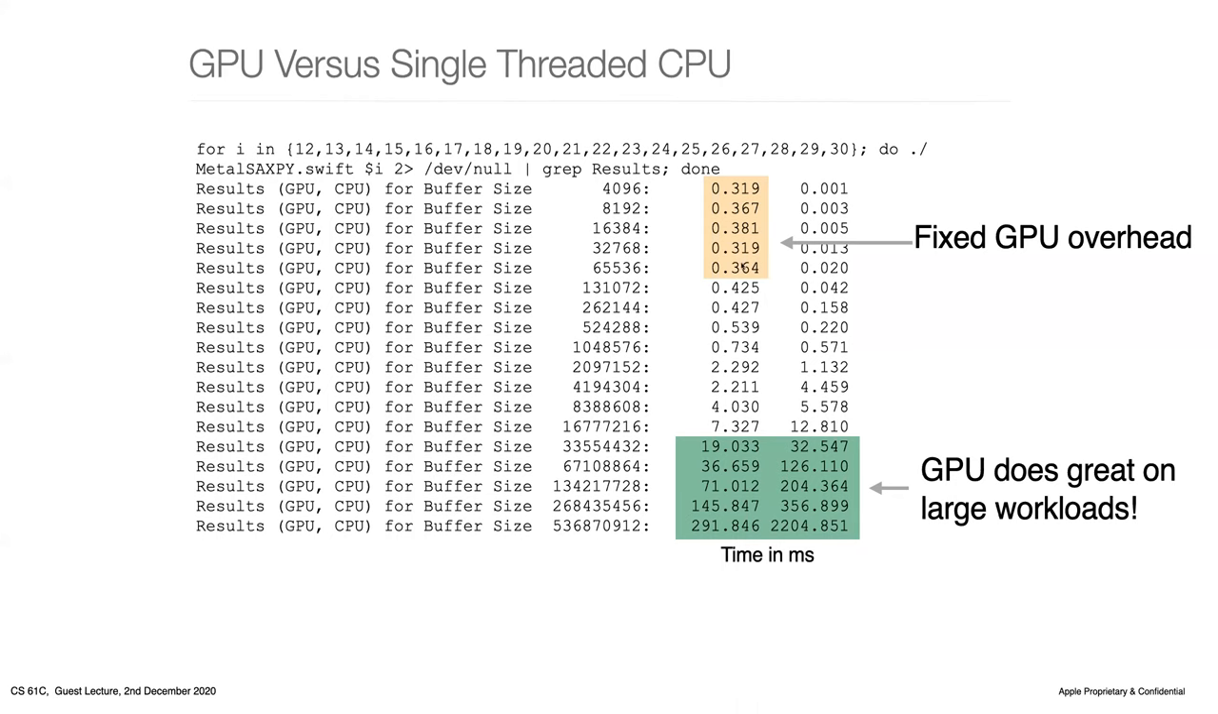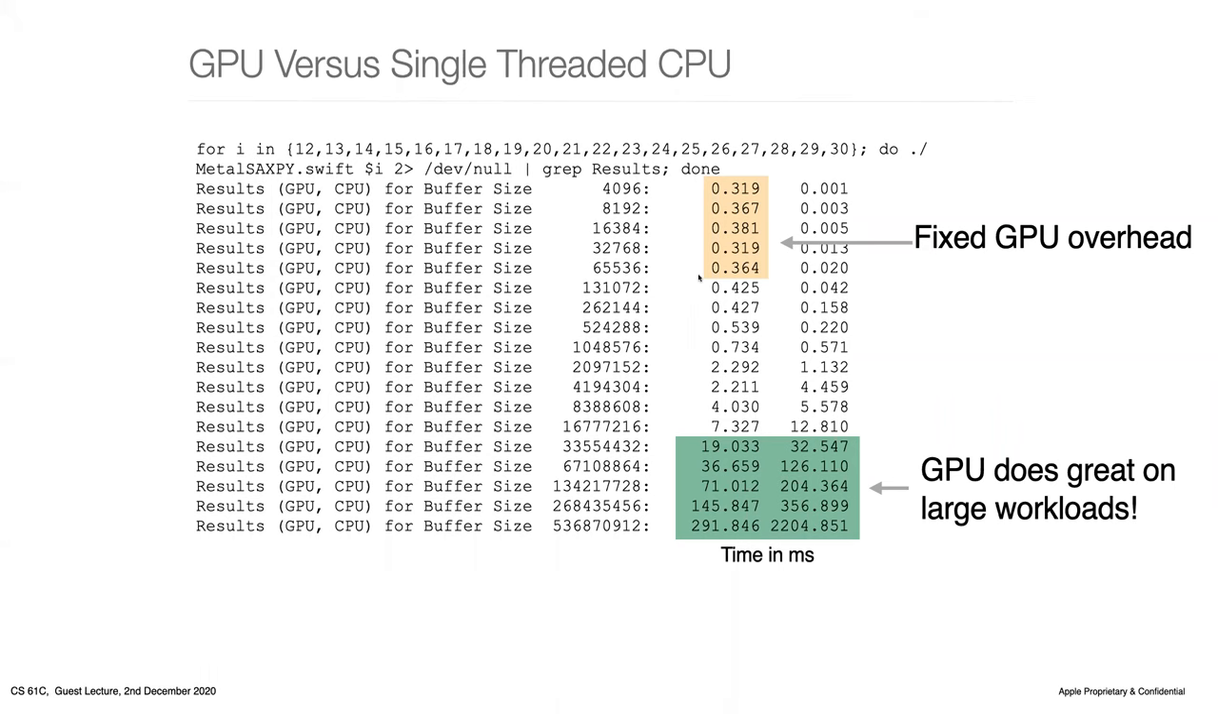There are a few things you'll notice as you look at this data. As you get to the bottom, very clearly, once your buffer sizes are very large, the GPU is beating the CPU in performance. It's taking less time to complete these operations. The crossover point is right around this area, where we see the GPU starts to beat the CPU. You'll notice the CPU does much, much better on the smaller buffer sizes than the GPU.